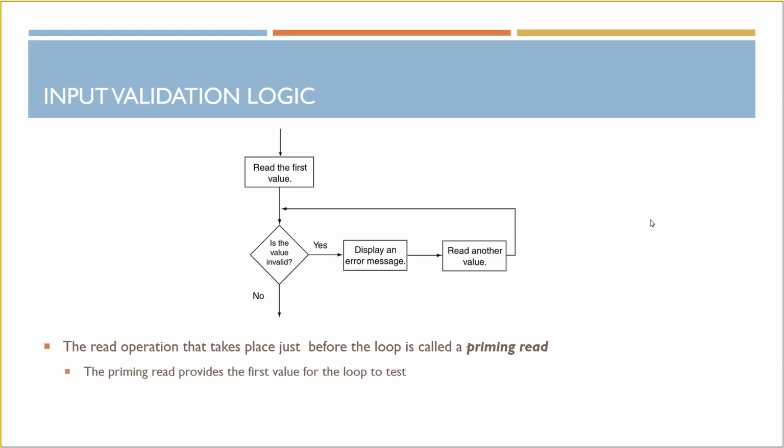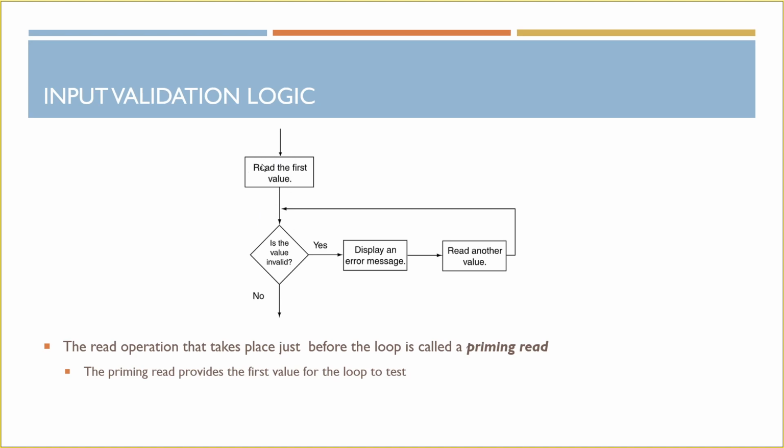I do have a more complex example that I want to show, but I did want to show the validation logic of how this works before we go too far into that. So the very first thing that's going to happen when we're doing input validation is we're going to read the initial value, right? We're going to read a value from the user first, just like we did with our example just now. After we read that first value, we're going to start our while loop here. And this first read, like it says here, is called the priming read. That's just a term that you may need to know. But the priming read provides the first value for the loop to actually test.